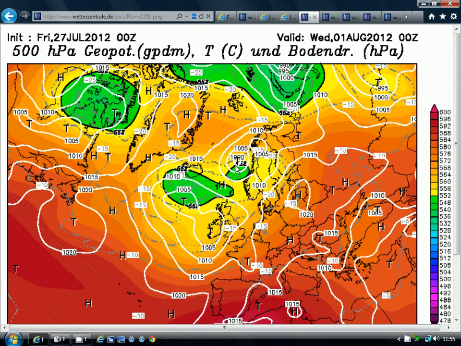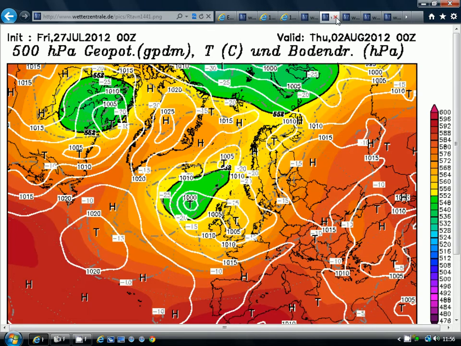Quickly having a run through the generic charts from the models, and we can see that for Wednesday the 3rd, so this is Wednesday actually, we've got low pressure coming in off the Atlantic. This is the GFS model. This will be taking rain across many parts of the country. It will be quite cool as well.